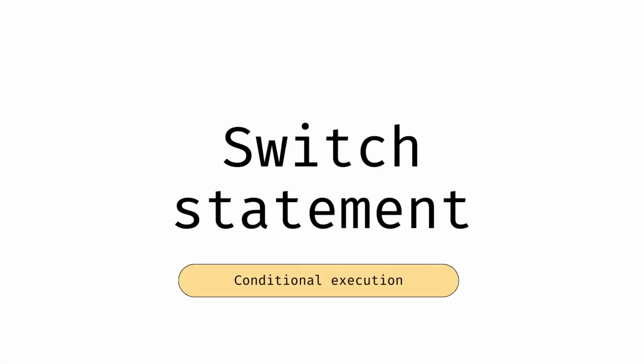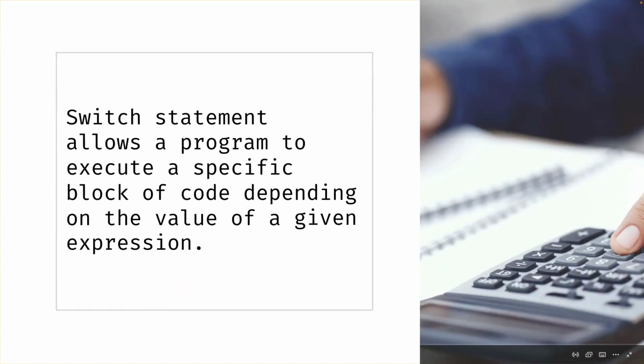Let's switch to a new topic. Switch statements. A switch statement is a control flow statement that allows a program to execute a different block of code depending on the value of a given expression. Okay, that sounds a bit complicated.